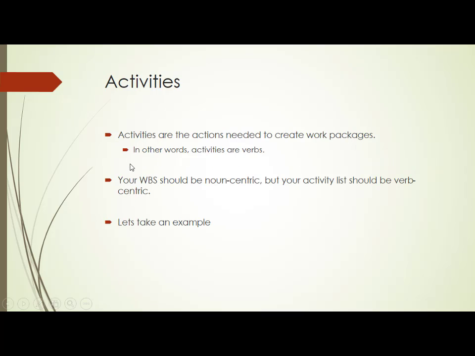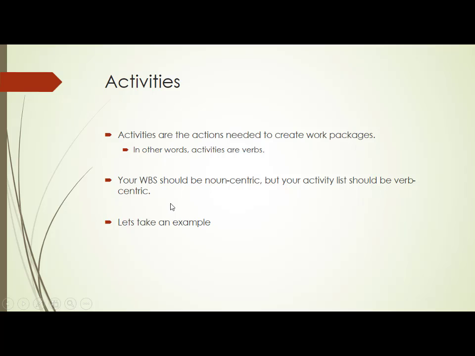Now in order to understand this very clearly, I will introduce you to 2 words. The first one is, what do you mean by activity? We know that activities are nothing but the actions needed to create a work package. You have a work package. In order to work on that particular work package, you need certain actions. So all these actions are called verbs, because we know the meaning of a verb in English. A verb is nothing but an action. And your WBS should be noun centric, but your activity list should be verb centric.